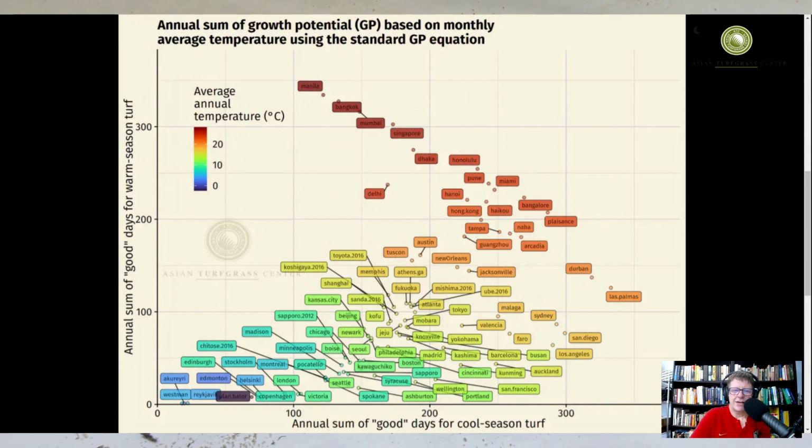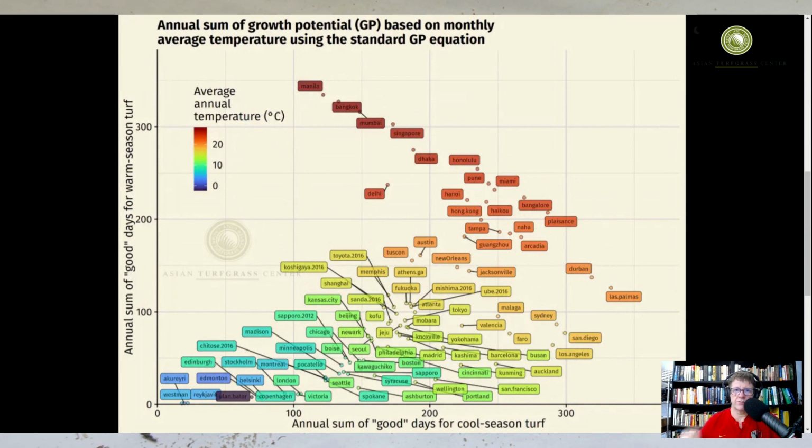So if we have a year where the growth potential is perfect every single day, then if you sum that, it's going to be 365. So the maximum possible sum of GP that you could have is 365. So then you can start looking at things like if you only have 120 days, if you have like a sum of GP that's 120, that means about 1/3 of the year would be perfect for growth.